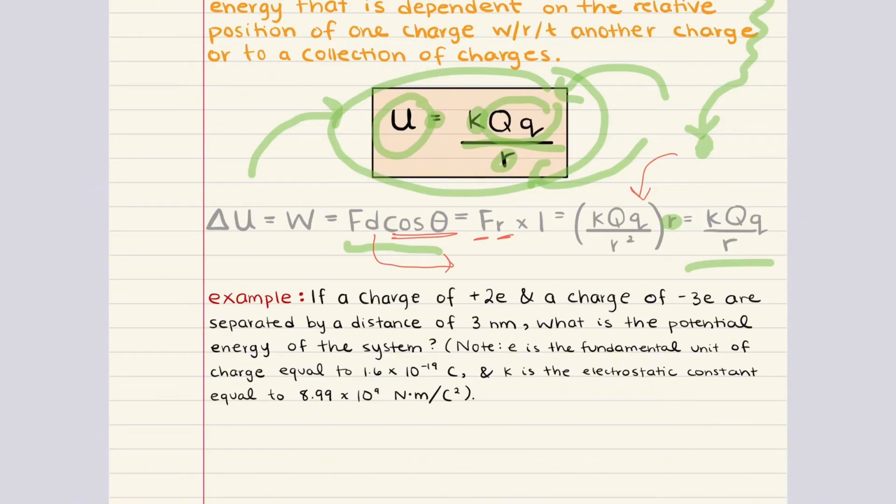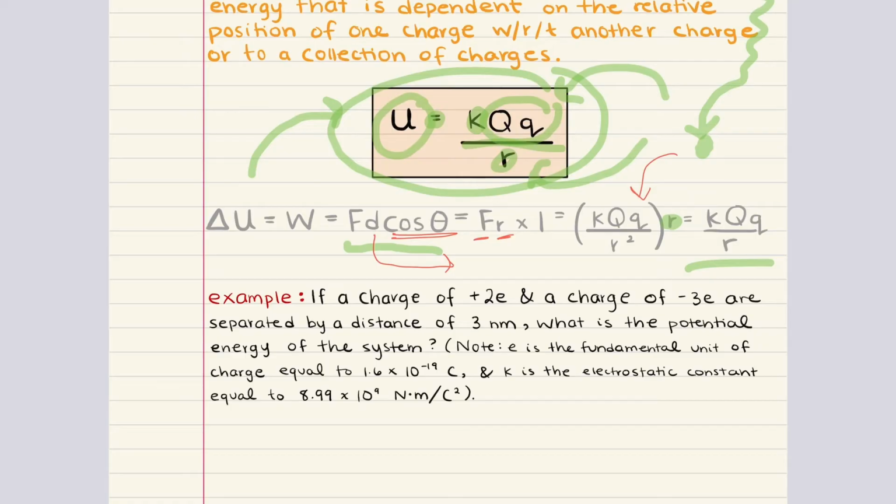Now, the sign of the potential energy also gives us insight into the nature of the interaction. If the two charges are like charges, both positive or both negative, the electric potential energy is going to be positive. In this case, the charges repel each other, and energy must be expended to bring them closer together, which corresponds to an increase in potential energy.